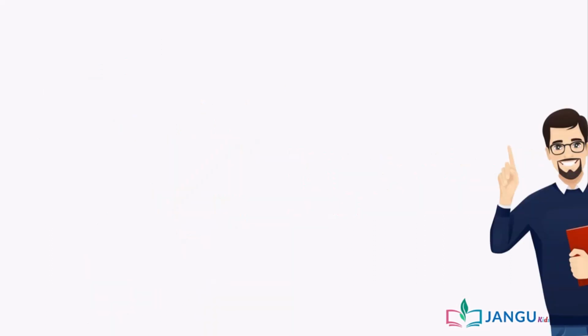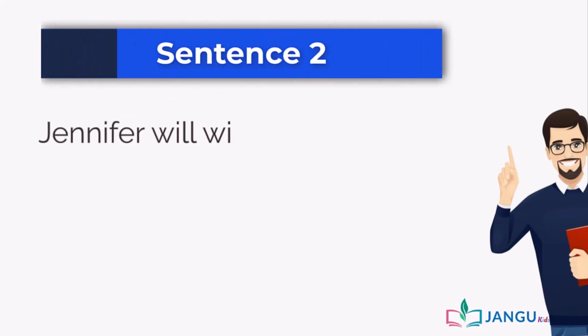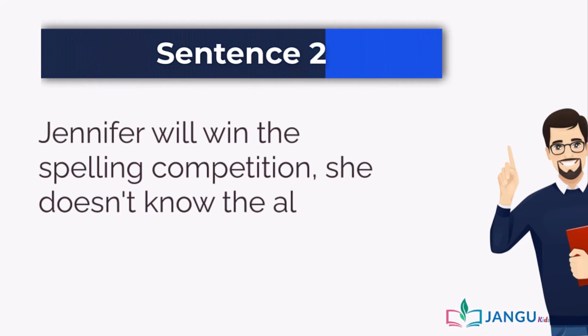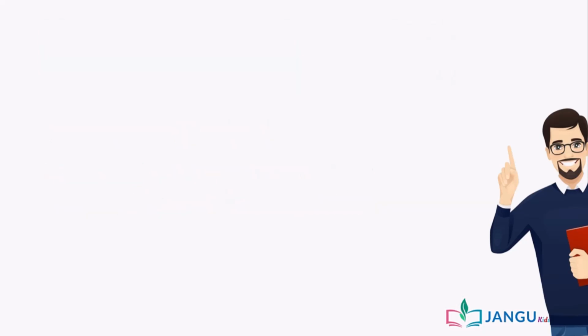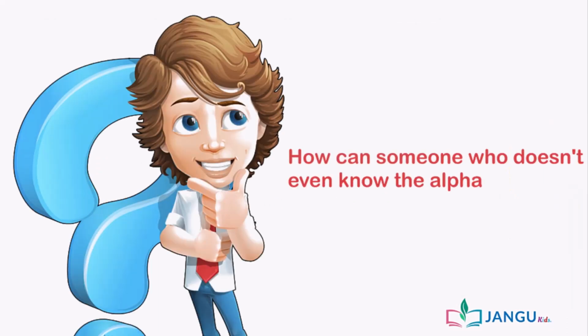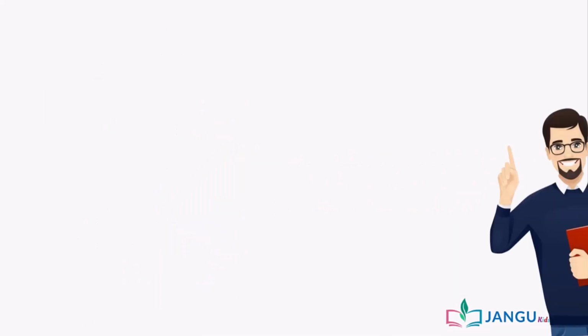Another example of irony is Sentence 2. Jennifer will win the spelling competition. She doesn't know the alphabet. You can see the irony in that, right? How can someone who doesn't even know the alphabet win a spelling competition? We all know that is not possible, and that is why the sentence is an irony. Aren't ironies fun? Now, the next figure of speech we'll look at is hyperbole.